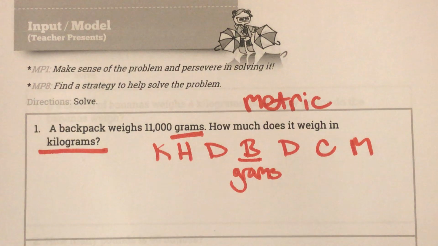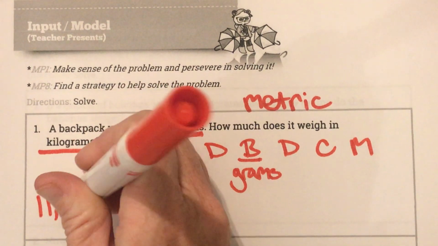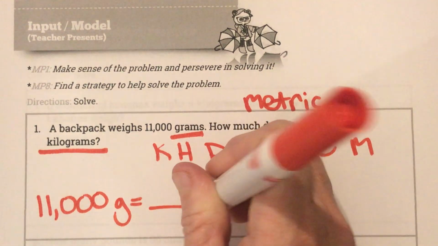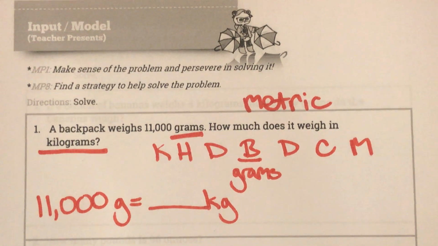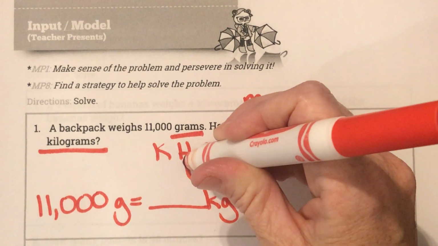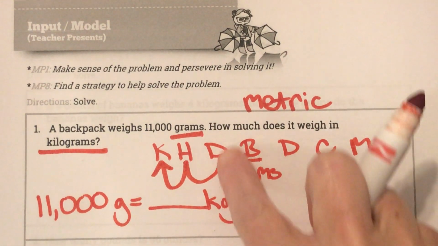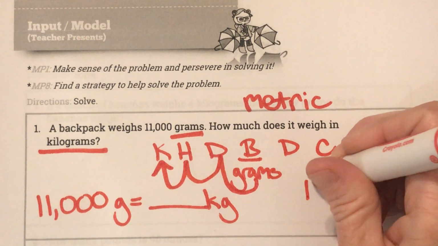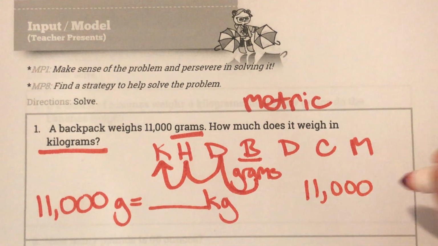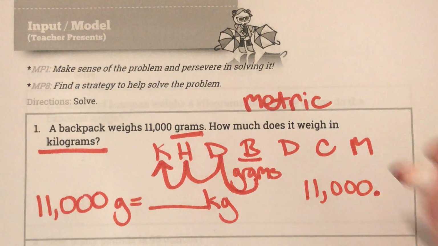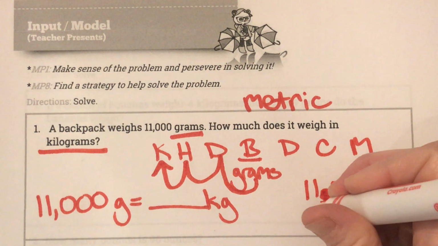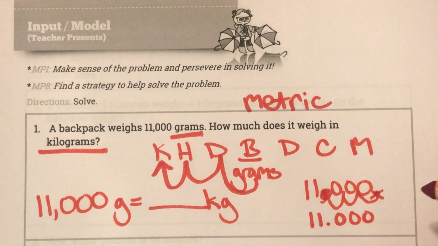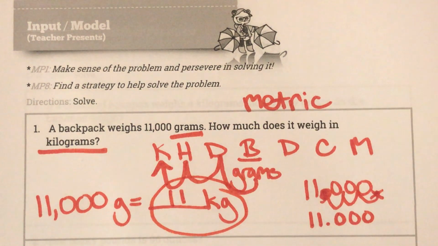Okay, so my problem is they want me to tell them 11,000 grams equals how many kilograms? So they want me to go from grams to kilograms. Grams to kilograms, I move 1, 2, 3 to the left. So in my number 11,000, I always add the decimal to the end. I'm going to move it 1, 2, 3 to the left, which leaves me with 11.000, which is the same as 11. So my answer is 11 kilograms.